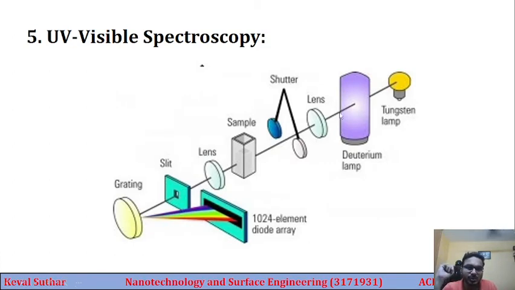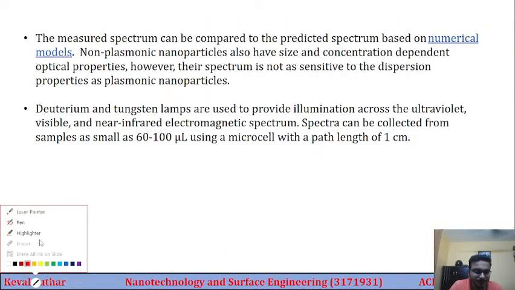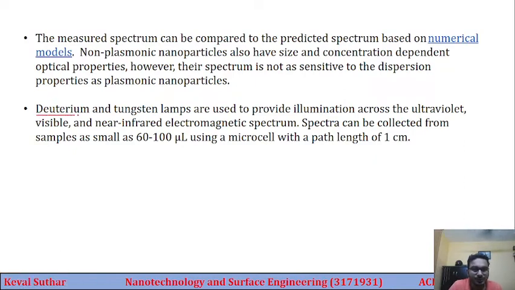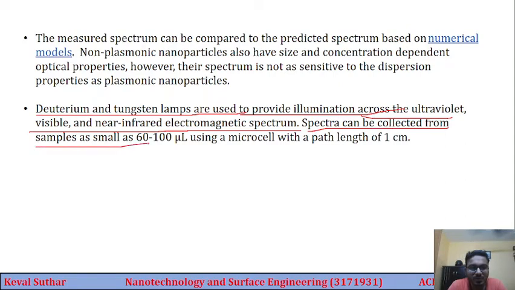Here is the typical arrangement of ultraviolet or visible spectroscopy. As you can see, in the middle we have the sample, and on the right extreme side we have two different lamps. First is the tungsten lamp and second is the deuterium lamp. Deuterium and tungsten lamps are used to provide illumination across the ultraviolet, visible and infrared electromagnetic spectrum. These spectra can be collected from samples as small as 60 to 100 microlitres using a microcell with a path length of 1 centimeter.